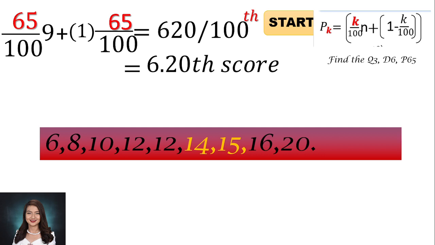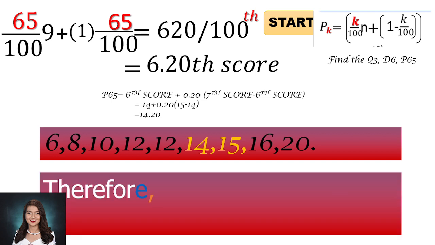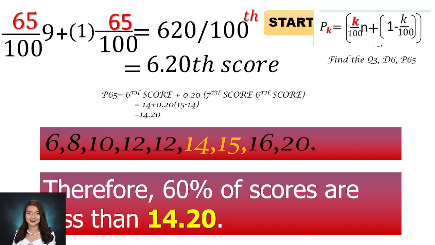And if we calculate the value of the 65th percentile, we're going to use this formula. So the 6th score plus 0.20 multiplied by the 7th score minus the 6th score. Our 6th score is 14 plus 0.20, and our 7th score is 15. So 15 minus 14, and if we compute it, we get 14.20. And if we interpret what we have computed, we get that 65% of scores are less than or equal to 14.20.